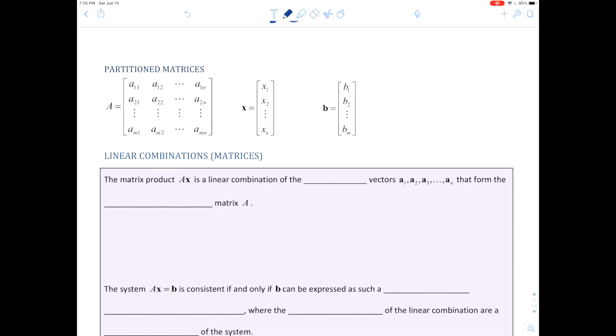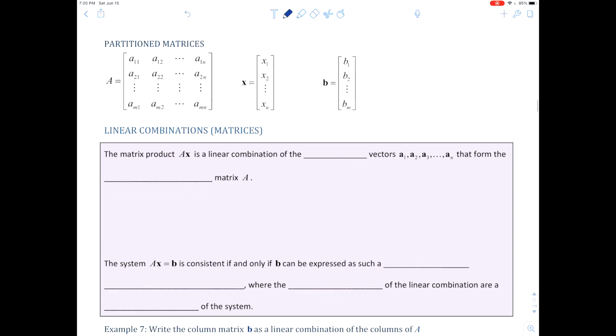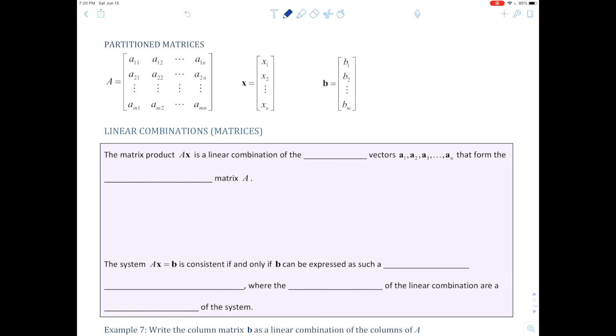Okay, so let's do some more on partition matrices. I've gone into depth on these. What we want to look at are linear combinations. We deal a lot with linear combinations. So the matrix product A times X is a linear combination of the column vectors A1, A2, A3 down to column vector AN that form the coefficient matrix A.